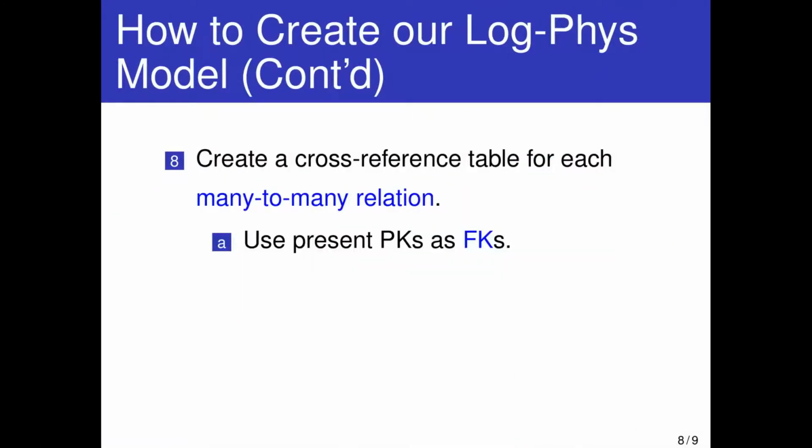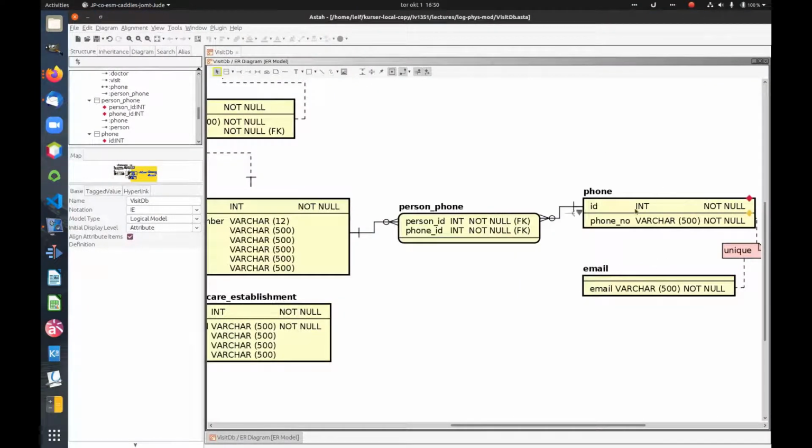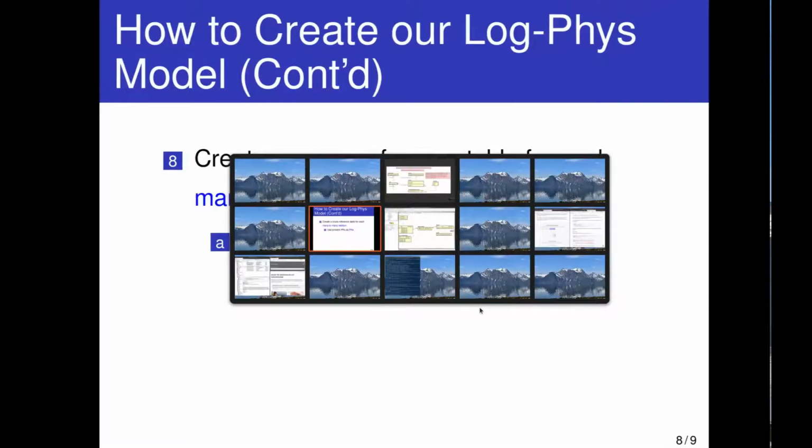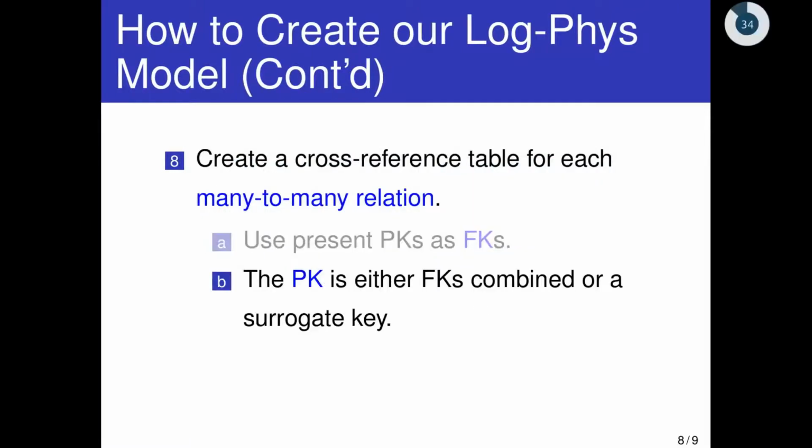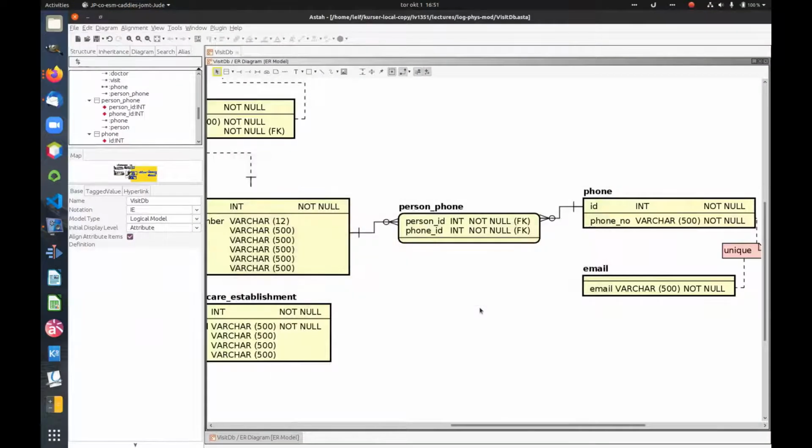So now let's follow our guide. Use present primary keys as foreign keys. We have this thing here, which is the primary key. We use it as a foreign key. It's not null because it's mandatory on the other side. That's fine, right? And we have this thing here, which is the foreign key related to the person ID, not null. Both are ints, yes. We created foreign keys. The primary key is either the foreign keys combined or a surrogate key. So now I used the foreign keys combined, and let's keep it like that.